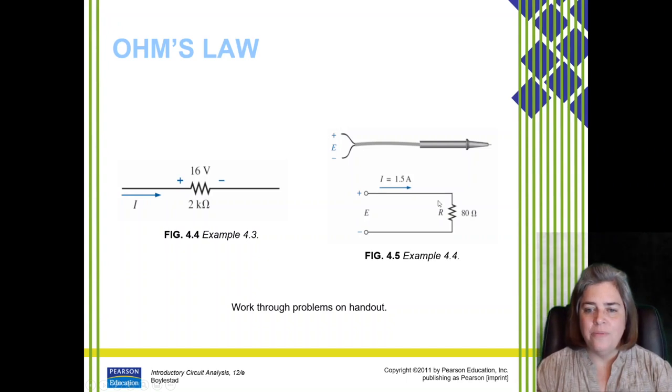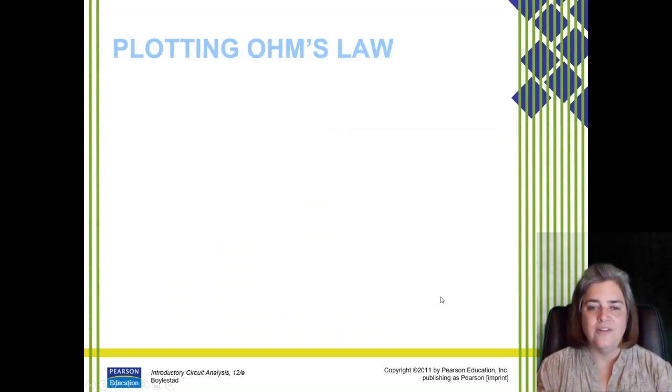Let's look at this problem right here. There was some voltage source here. It's not an open circuit. There's a voltage source there, and it's supplying 1.5 amps of current through my 80 ohm resistor here. So if that's the case, what would that voltage source have to be? Well, Ohm's law says 1.5 amps times my 80 ohms would give me the voltage, which would have to be what? If you said 120 volts, you are correct.